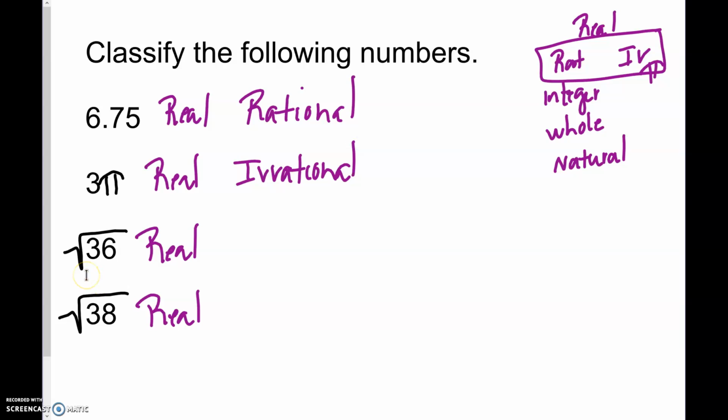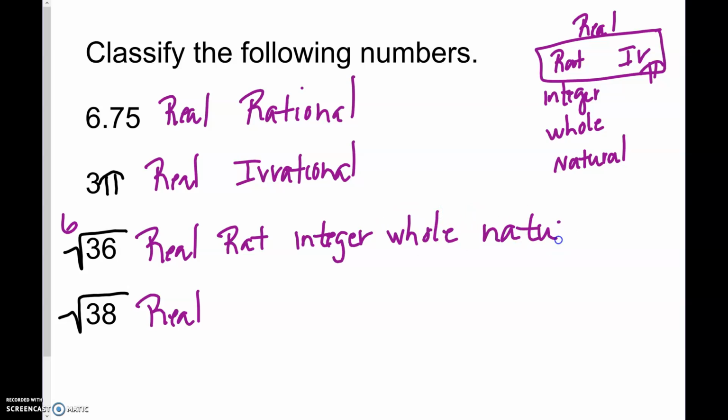All right, the next one is the square root of 36, and the square root of 36 is 6. So that is rational, it is an integer, it is a whole number, and think of a little kid that starts counting. Isn't that also a natural number? Because they'll eventually go to 1, 2, 3, 4, 5, 6. The last one is the square root of 38. Both of the last two are square roots. One of them is a perfect square, one of them is not. If it is not a perfect square, it is irrational.